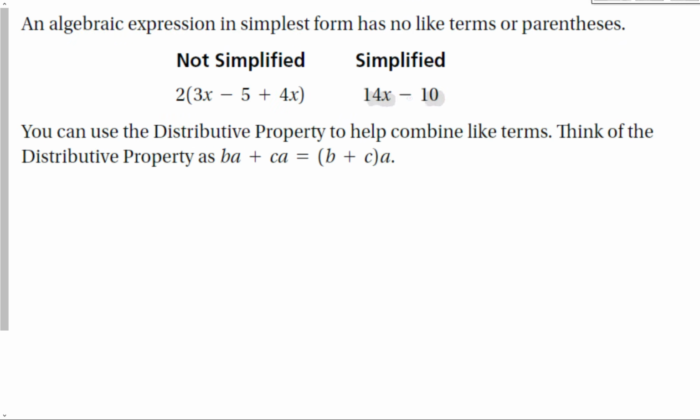An algebraic expression is in simplest form if it has no like terms and no parentheses. This is not simplified. I have to distribute. This is simplified. It has no parentheses, and those are not like terms: one has an x, one does not. So we can use the distributive property to help us combine like terms. Think of the distributive property as adding those two and multiplying by a, and then doing what's inside the parentheses.